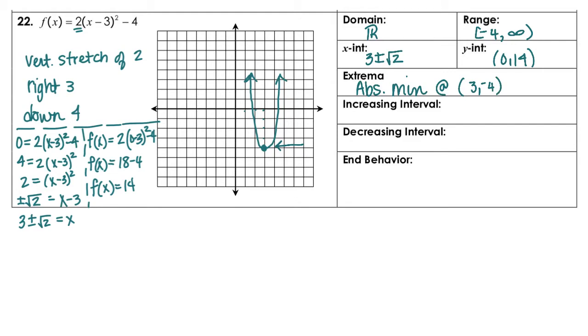Our increasing interval, well, that's going to be, and you're always looking at your x, so you're increasing from 3 to infinity. And we are decreasing from negative infinity. Oh, don't need brackets around the infinity. Sorry, guys. Parentheses, negative infinity to 3 bracket.